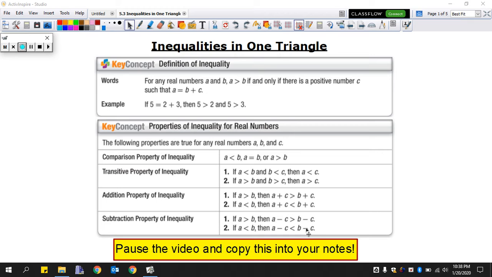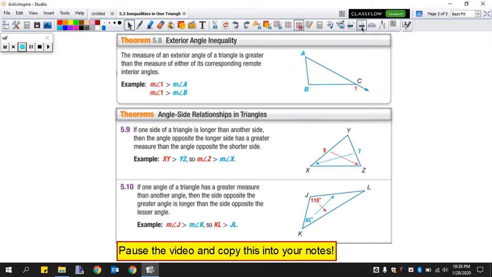All right, the next we're going to look at a couple of theorems. The exterior angle theorem says that the measure of an exterior angle of a triangle is greater than the measure of either of the corresponding remote interior angles. We've learned in the past that the exterior angle is equal to the sum of the two remote interior angles.